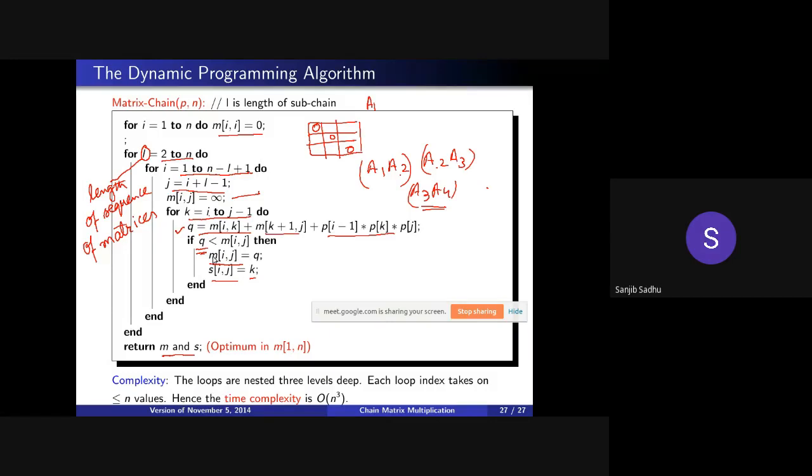So how much time does this take? This loop takes order n, this for loop also order n, and this for loop is also order n. So n cube. So here you see this is polynomial. It is not exponential.